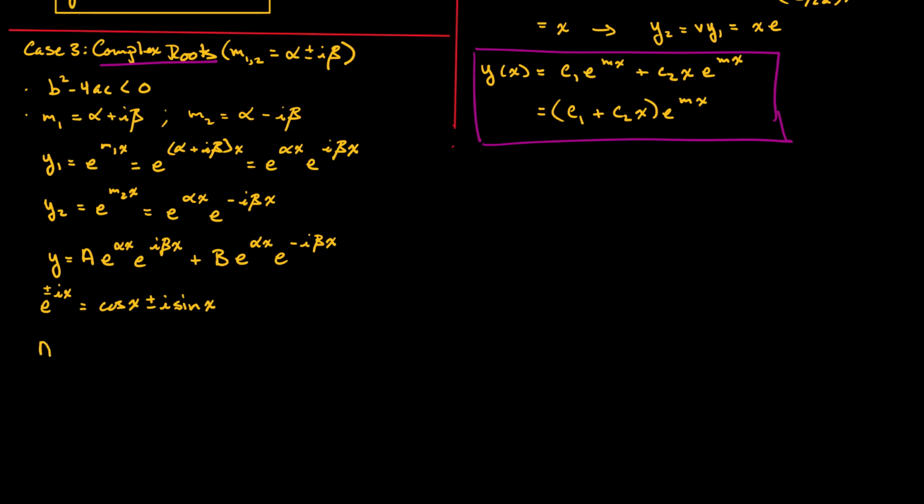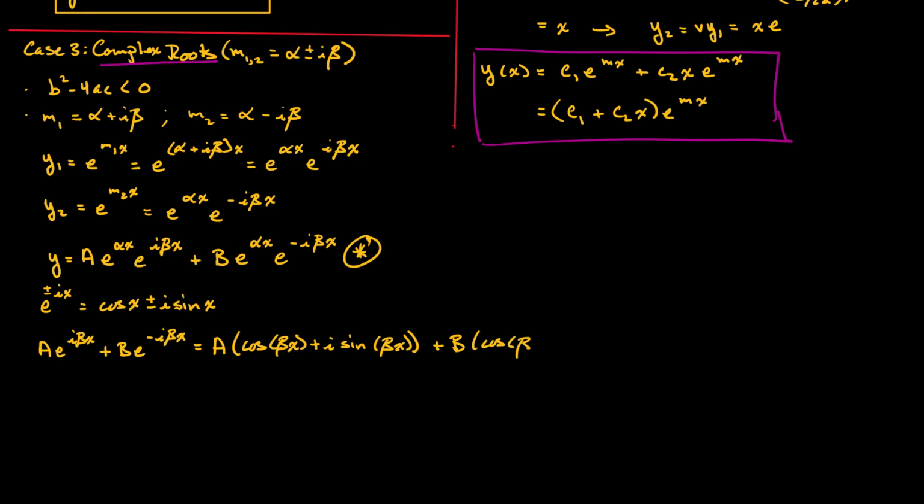This allows us to state that a e to the i beta x, plus b e to the negative i beta x, which comes from this equation over here, can be expanded as a multiplied by cosine of beta x plus i sine of beta x, plus our constant b multiplied by cosine of beta x minus i sine of beta x.